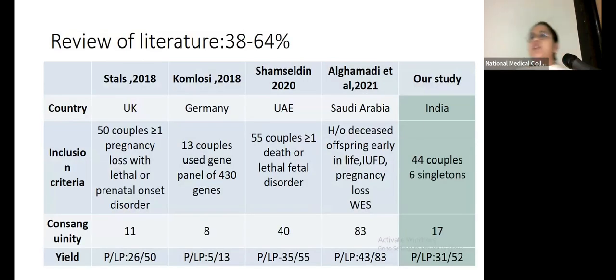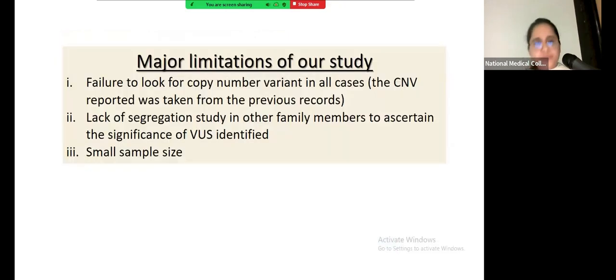We did a review of literature, of similar studies that have been conducted in the world, and we found that in most of these studies the yield ranges from 30 to 64%, but this can vary based upon the spectrum of disorders included in the study. In our study, we found that we could provide a diagnosis in approximately 60% of our families. But there were major limitations. We could not look for copy number variants in all our cases.